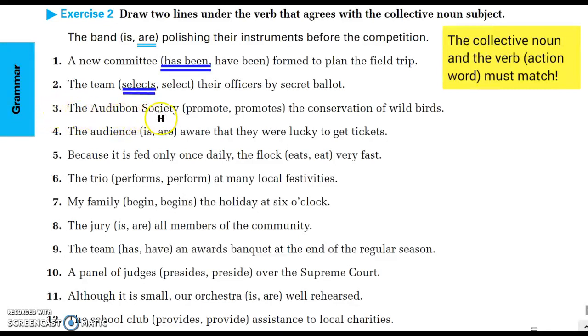3. The Audubon Society promotes the conservation of wild birds. Because it says the Audubon Society, the typically refers to one, letting me know that I'm talking about one Audubon Society, so it is singular. Because it is singular, I need to select the singular form of the verb promote, which is promotes.